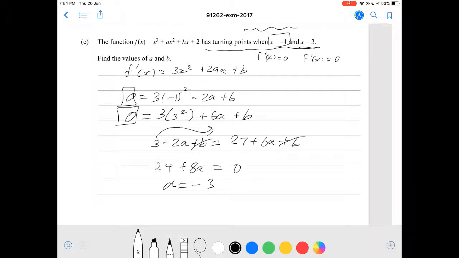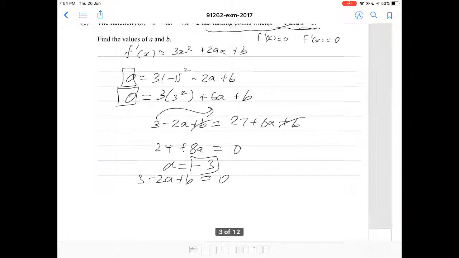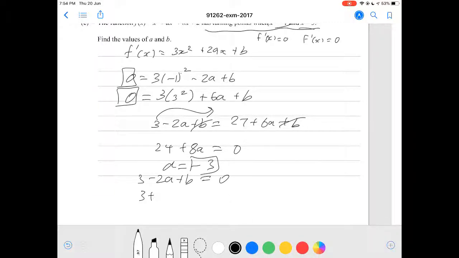Okay, so we bring back 3 minus 2a plus b equals 0. And because we found a equals -3, we can therefore say that 3 plus 6 plus b equals 0. So therefore b equals -9. Okay, so to find your a and b values here, that'll get you an excellence grade.